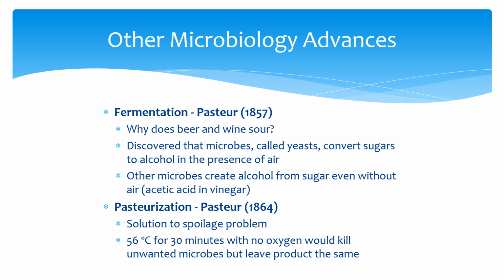So at one point in 1857, he was approached by several French merchants to figure out why their wine and beer was spoiling when it was being shipped overseas. So he set out to figure out what was happening. And what he found is kind of the whole process of fermentation where yeast, in the absence of air, converts sugar into alcohol, which is that whole process of fermentation.